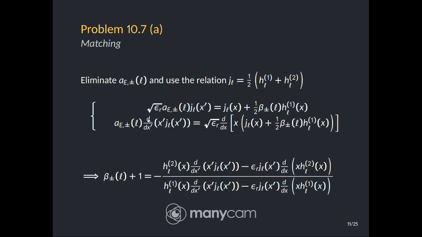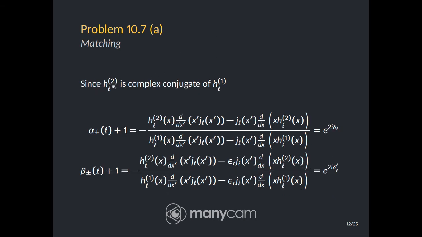After you divide the first equation by the second one, you will get that beta plus 1 is equal to these expressions, which is very similar to alpha, but differs by this epsilon r, the dielectric constant.